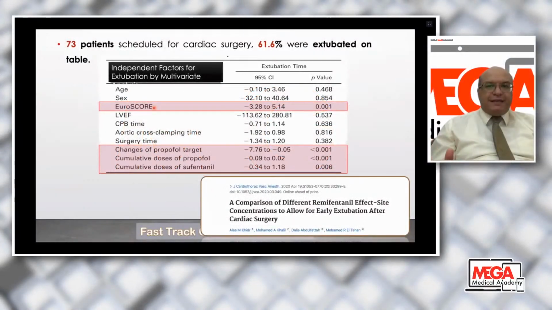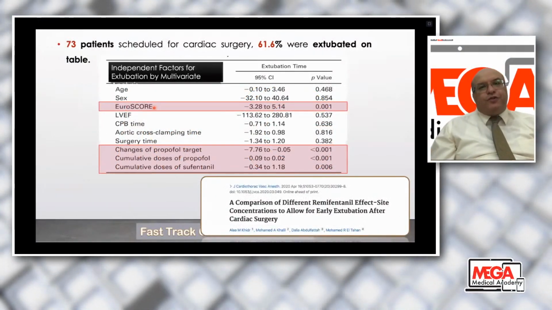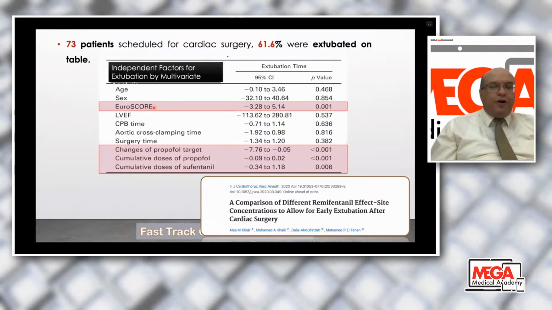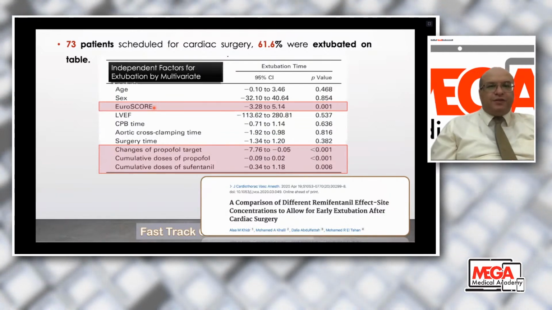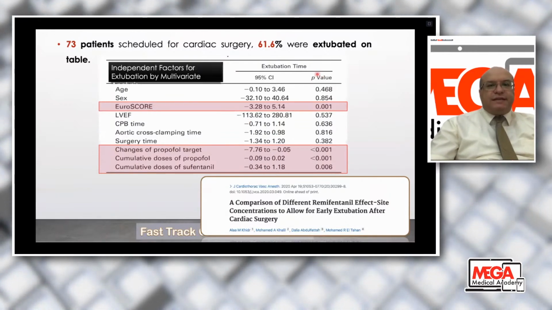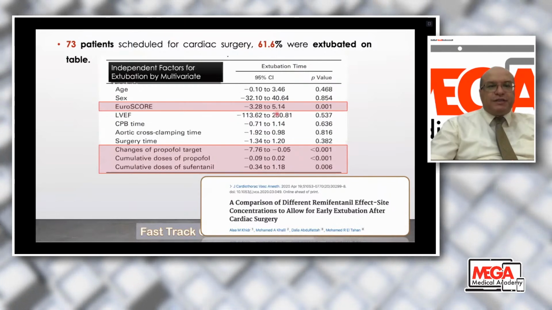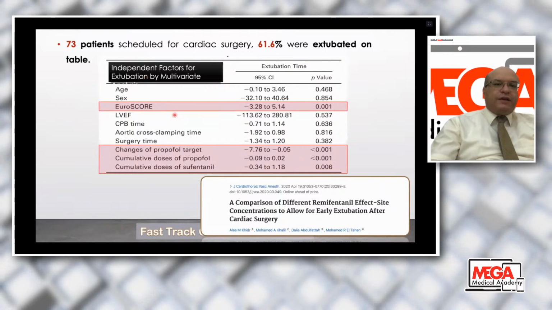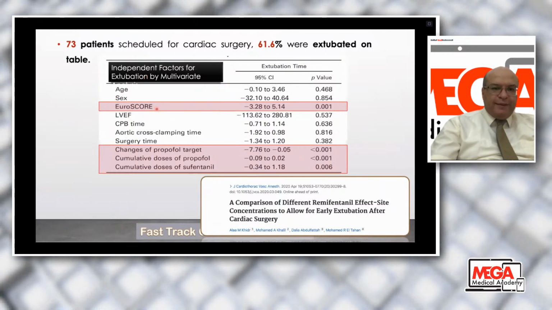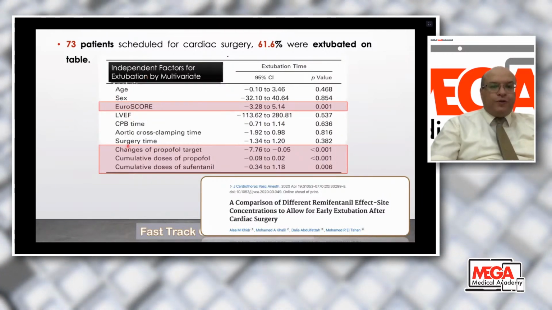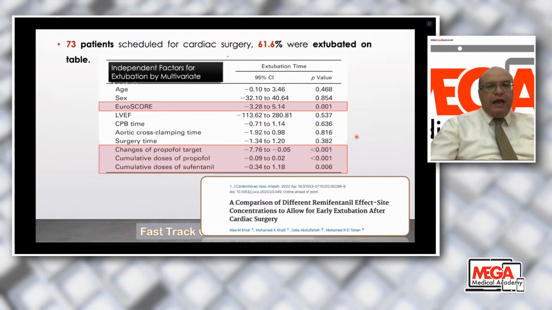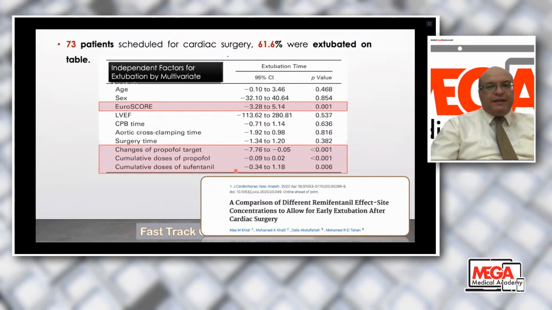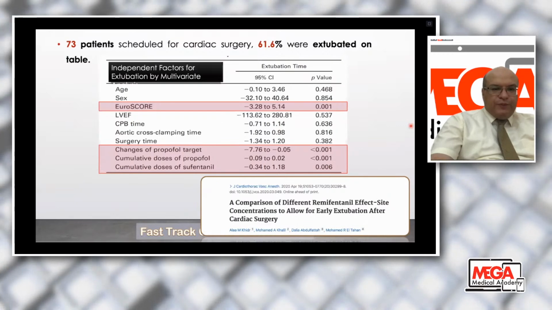Our routine practice at our center is to extubate the patient within 6 hours or longer, or to keep the patient ventilated overnight. Here we could succeed in extubating 60% of patients on the table. We identified independent predictors for early extubation on the table, including low EuroSCORE and changes in propofol, and cumulative use of opioids, so fentanyl and propofol.